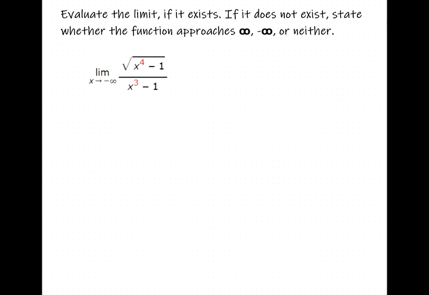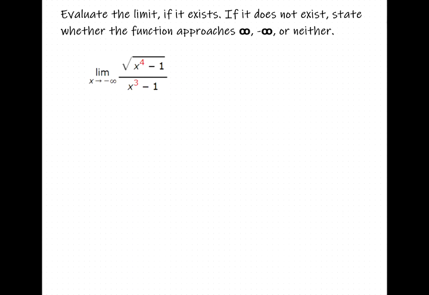Evaluate the limit if it exists. And if it does not exist, be more specific and state whether or not the function approaches infinity or negative infinity or neither. All right, so we have the limit as x approaches negative infinity of the square root of x to the fourth minus 1 divided by x to the third minus 1.